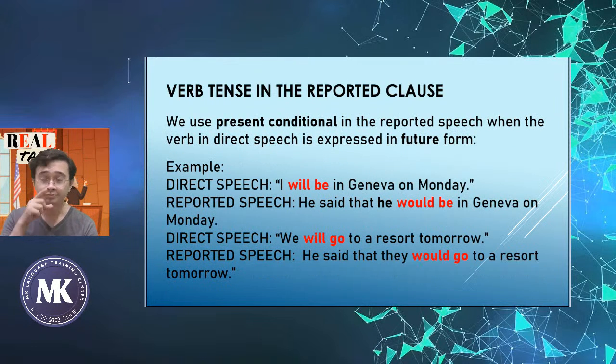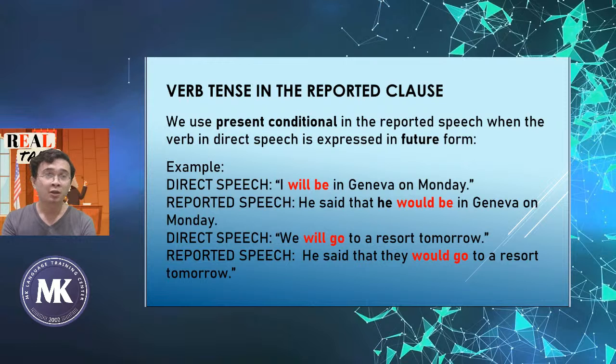And next one. Here, we use present conditional in the reported speech when the verb in direct speech is expressed in future form. So here, if your direct speech again is in future, like we use will, commonly it's will. So we use present conditional of the verb in reported speech. So when we say present conditional, here it means that the action is not real or is not yet happening. So remember, we want to report an action that is not yet happening. So we need to use present conditional form of the verb in the reported speech.